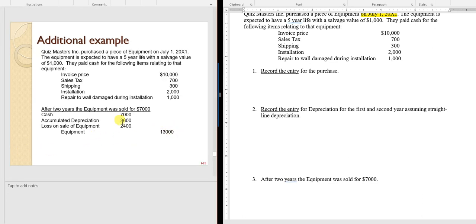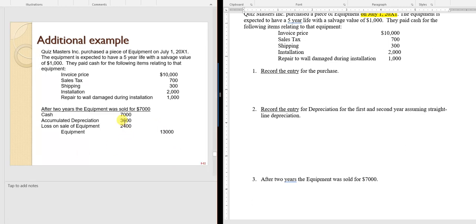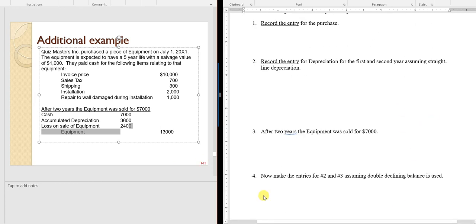Get the accumulated depreciation off your books. I put in $1,200 and $2,400, so I've got a total of $3,600 in accumulated depreciation. I get that off my books. I sold it for $7,000 cash, so I debit cash for $7,000. I have $10,600 on my debit side and $13,000 on my credit side, so I need a debit to balance, and a debit is a loss.